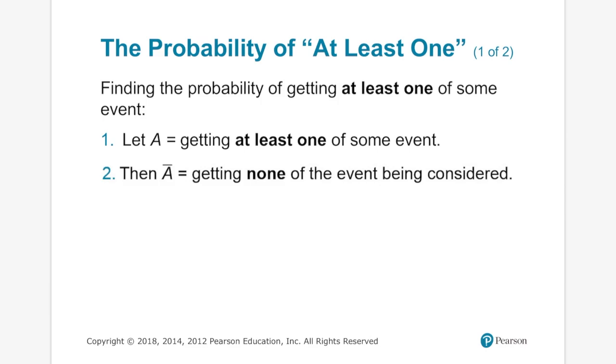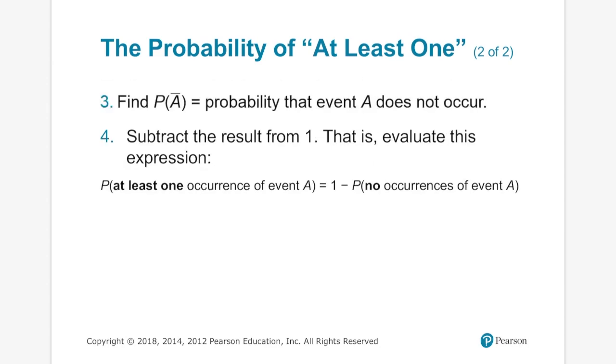If I let A be the event of getting at least one of some event, then A bar, the complement of A, is the event of getting none of the event being considered. To find the probability of at least one, I have to use the complement rule. Probability of at least one occurrence of event A equals 1 minus probability of no occurrences of event A. Or, to make it simple, probability of at least one equals 1 minus probability of none.